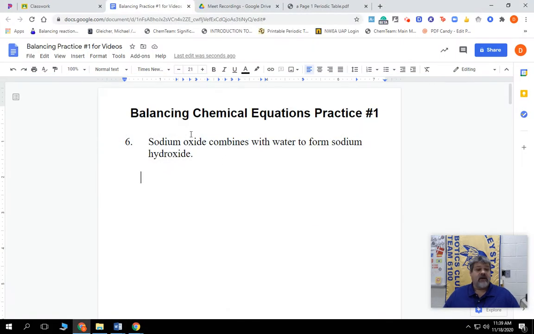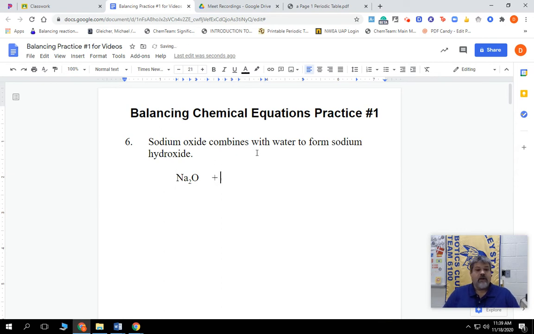So I have a +1, a -2. They don't cancel, so I'm going to crisscross. And so I need 2 sodiums for every 1 oxygen. So we're going to put Na with a subscript of 2, and then our capital O. So there is our formula for that. You should already know how to do this. And that is going to combine with water.